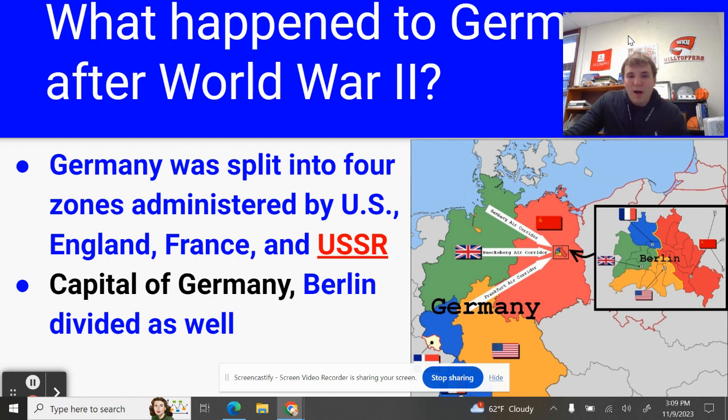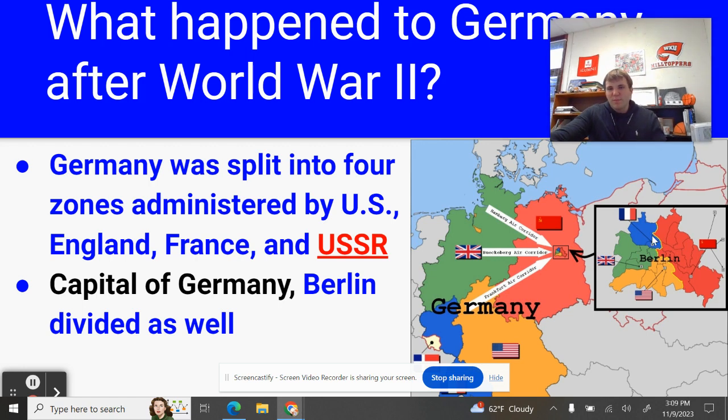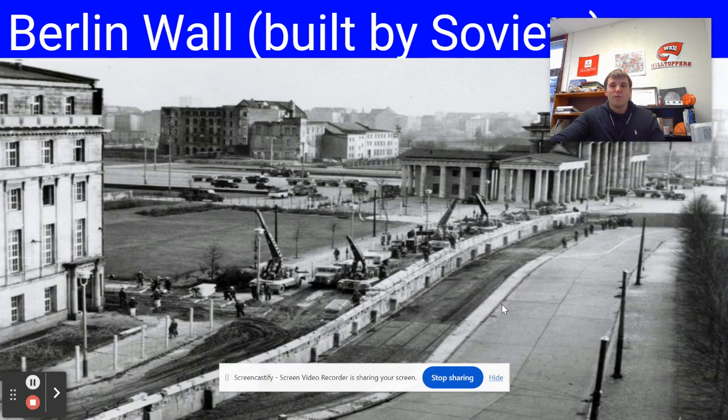Okay, the problem is here's where it gets a little dicey. We also split the city of Berlin itself up. You guys see this little zoom in on Berlin. We actually split Berlin up as well. Well, the city is split, right? West Berlin is controlled by the Allies, by France, Great Britain, and the United States. But around the city of West Berlin itself is entirely Soviet territory. And this is going to become an issue for many reasons.